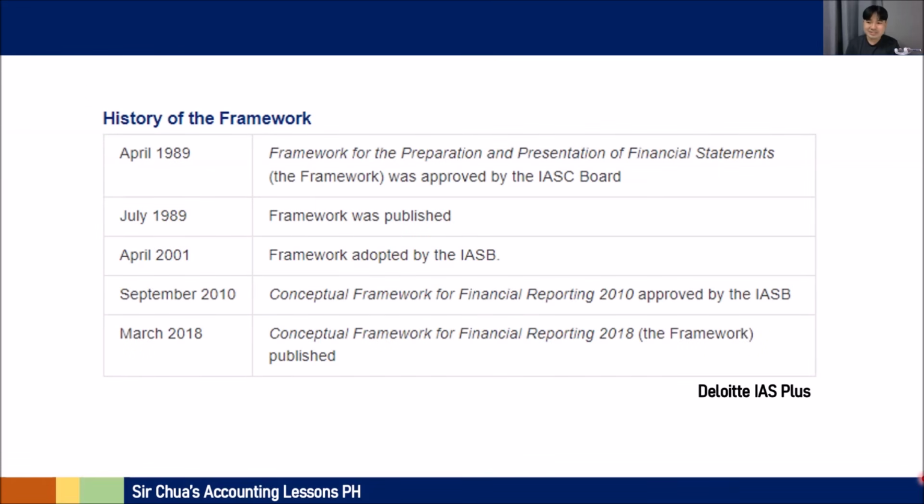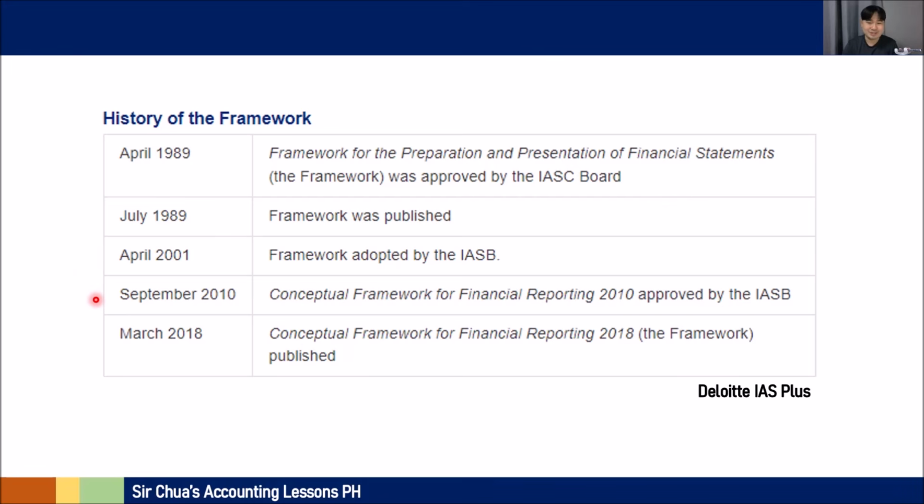So, giving you first a brief history of the framework. Thanks to Deloitte IAS Plus for this short history. In April 1989, we have what we call the Framework for the Preparation and Presentation of Financial Statements, which was approved by the International Accounting Standards Committee. And then in July 1989, that framework was published and then it was adopted by the International Accounting Standards Board in April 2001.